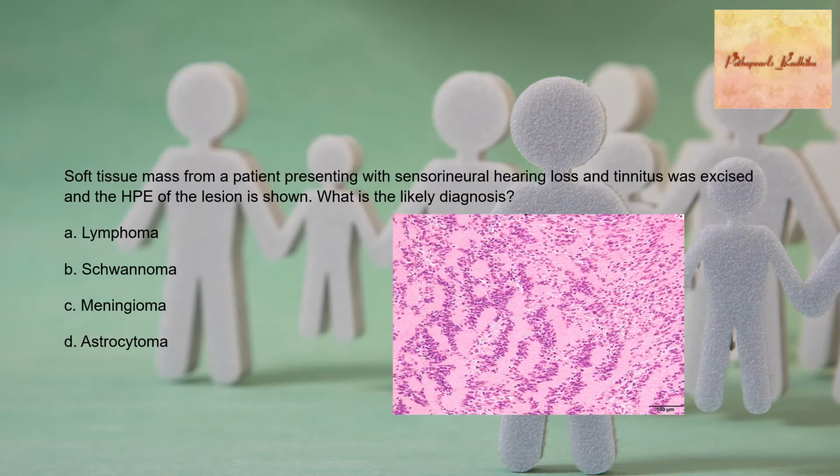So the question for today is a soft tissue mass from a patient presenting with sensorineural hearing loss and tinnitus was excised and the histopathological examination of the lesion is shown. What's the likely diagnosis? Lymphoma, schwannoma, meningioma, astrocytoma, and you have an HP image here.